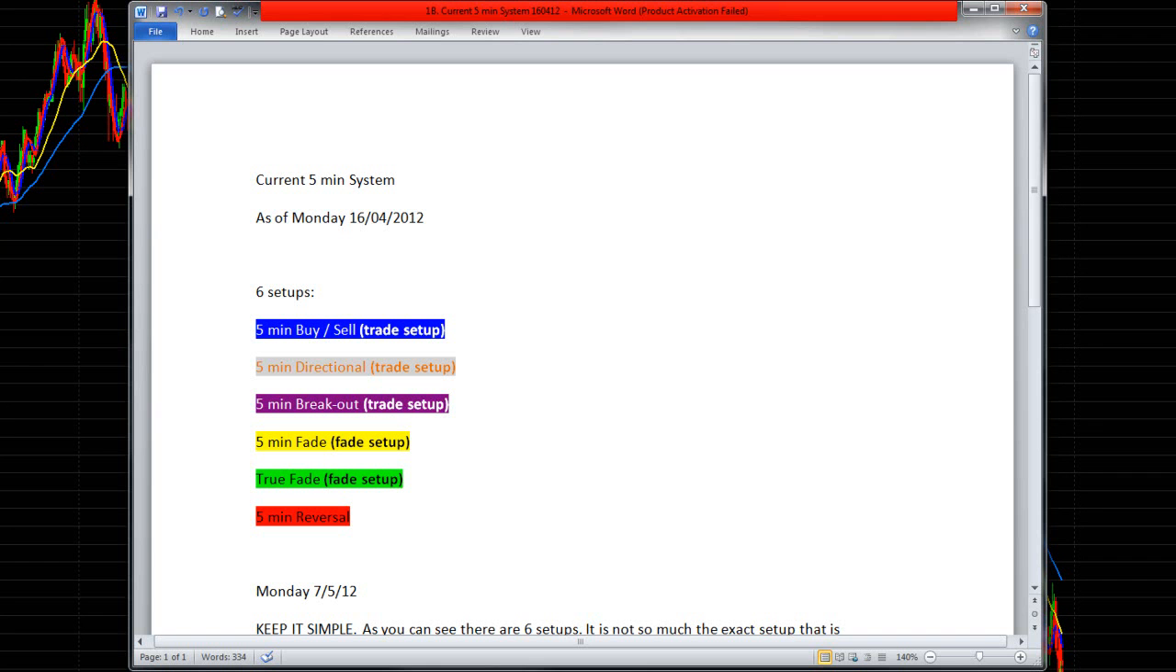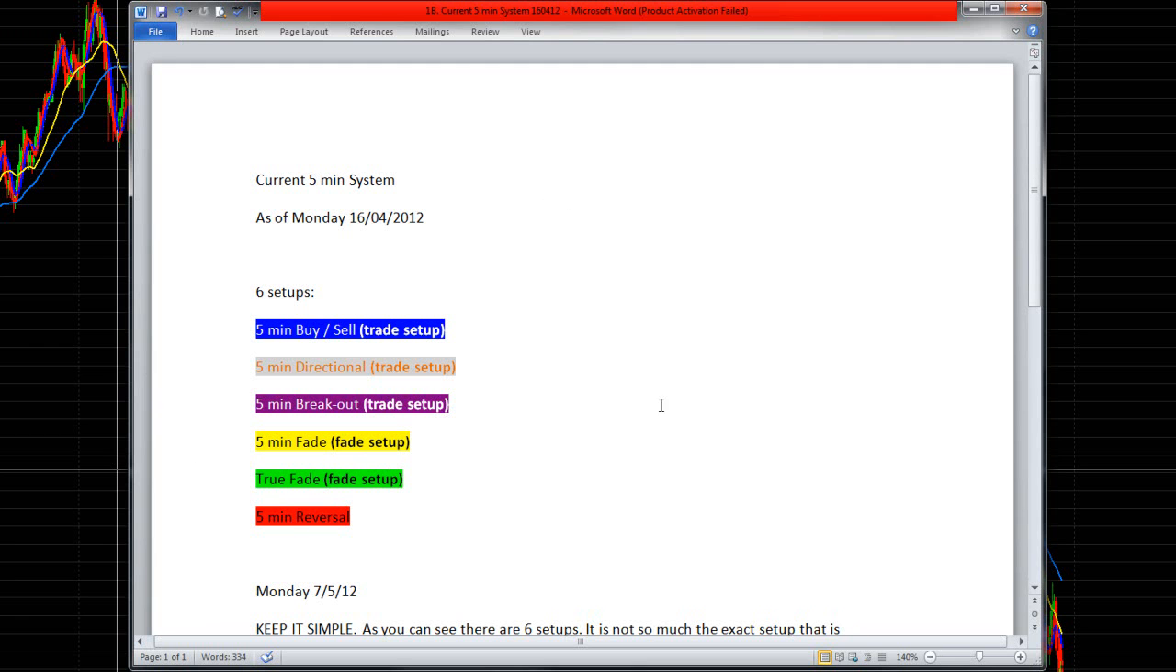So let me start by just bringing up this Word document here. So basically here's the 6 setups. There's a 5-minute buy, 5-minute directional, 5-minute breakout. So they're all trade setups, which I'll take you through what I mean by a trade setup. And then there's the 2 fades, so 5-minute fade, the true fade. So they're both obviously fade setups, which I'll take through as well on the charts, and then a 5-minute reversal, which I'll explain in a sec.